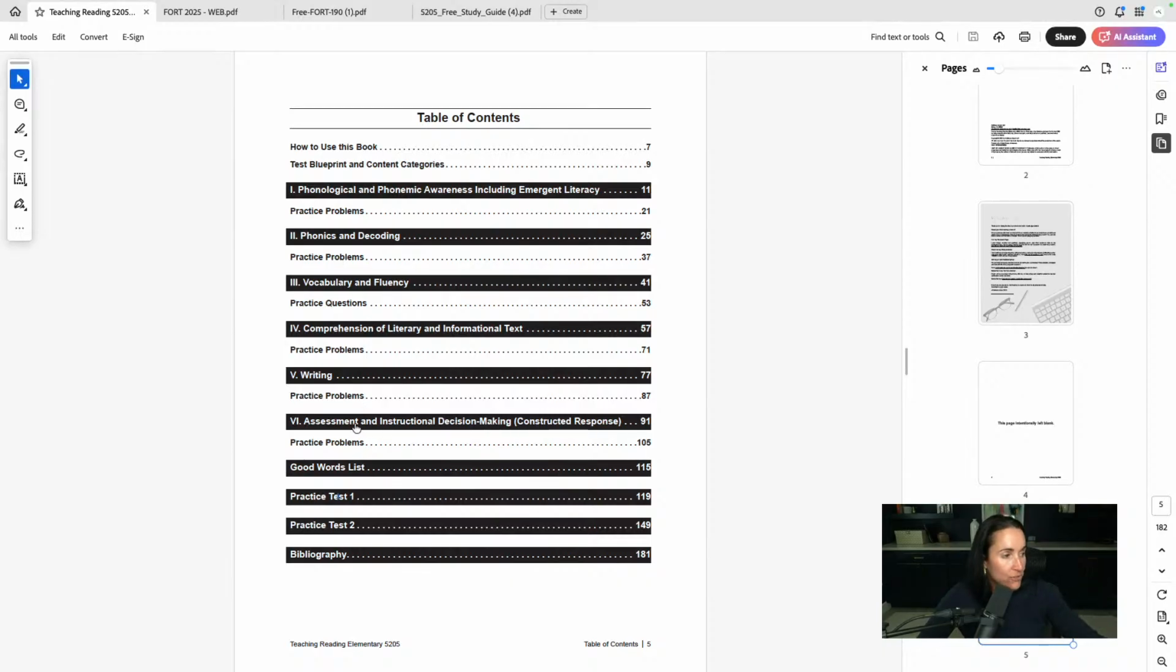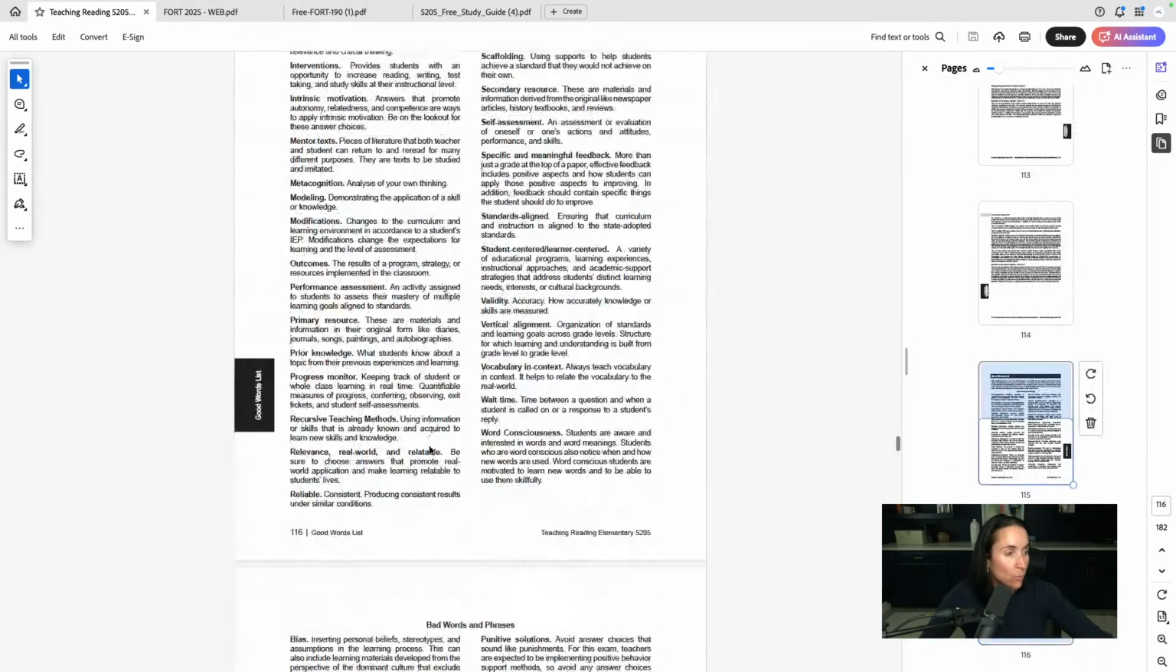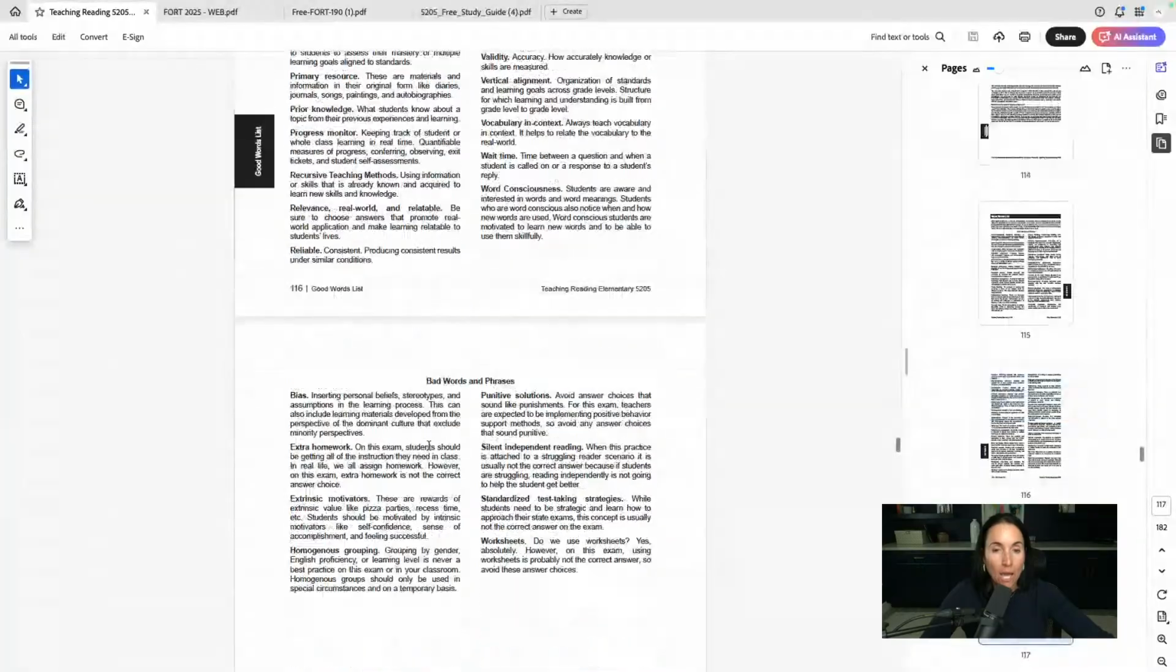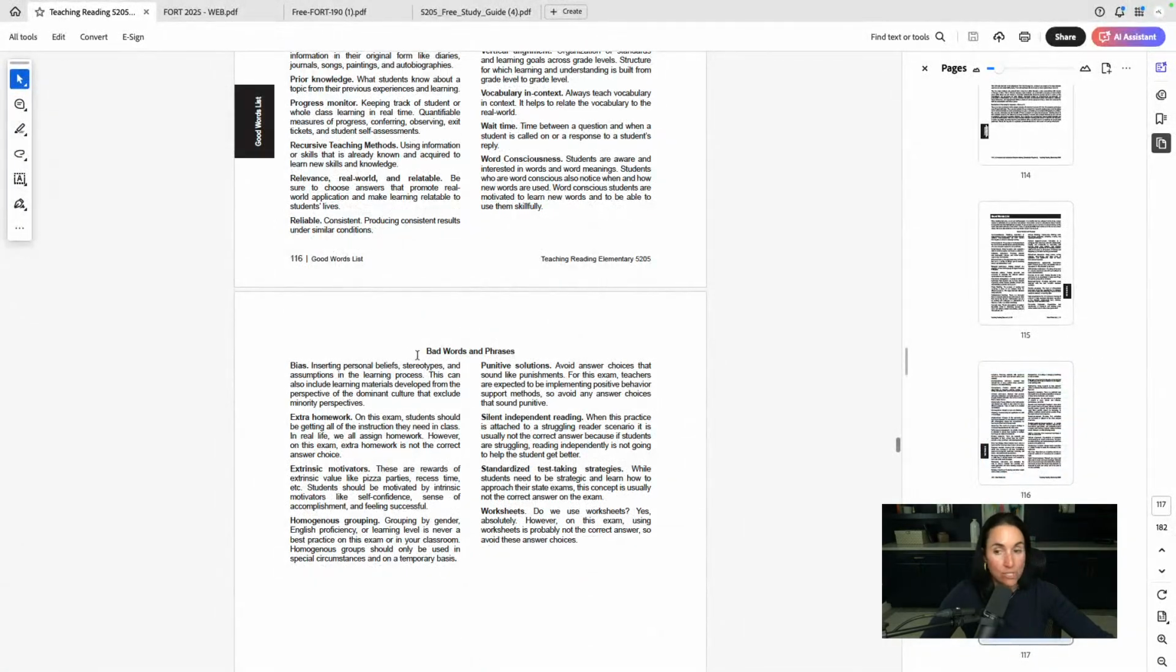Then I have a whole section on assessment for this, because reading assessment is so important. You have to understand how to assess a student's reading in order to prescribe interventions. So that's really important. Then in both books, I have a good words list. I want you to think about the good words. These are the words you will see in the correct answer choices. I'm going to show you today how to do that. And the bad words, these are the words that you want to stay away from. We're going to work backwards from the answer choices. I'm going to show you how to work backwards to maximize success.